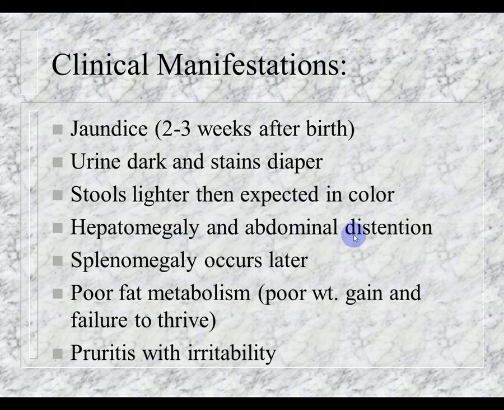Hepatomegaly and abdominal distension occur. Splenomegaly occurs. Poor fat metabolism, poor weight gain, failure to thrive, and then pruritus or itching with irritability also occur. If you think about it, they almost look like they're from one of the third world countries, with the thin extremities and the large distended abdomen. When you pick them up, they get heavier and heavier and feel like almost a box of rocks is in their abdomen because of the organomegaly.